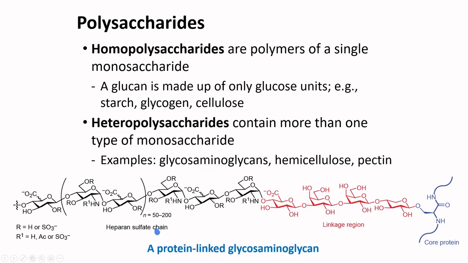This is an illustration of a heparan sulfate proteoglycan. Heparan sulfate is a protein-linked glycosaminoglycan. A linkage region made up of 3 different sugar types can be found at the reducing end of this heparan sulfate glycosaminoglycan chain.